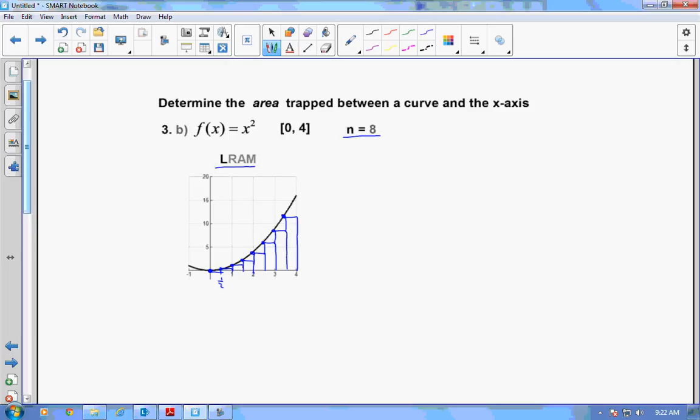Now when you're doing the left, the numbers you plug in for your function, f of 0, f of 1/2, f of 1, etc., you do not use f of 4. Why would we not use f of 4? When you have your LRAM, you set it up, the width was 1/2 times f of 0 plus f of 1/2 plus and so on. Why do we not use f of 4?